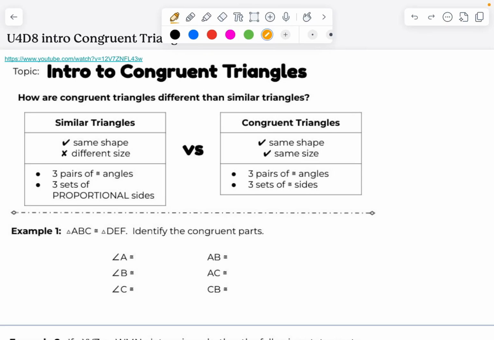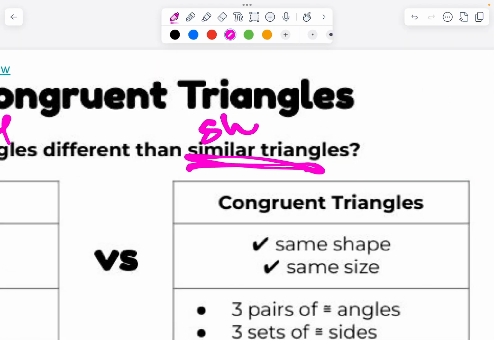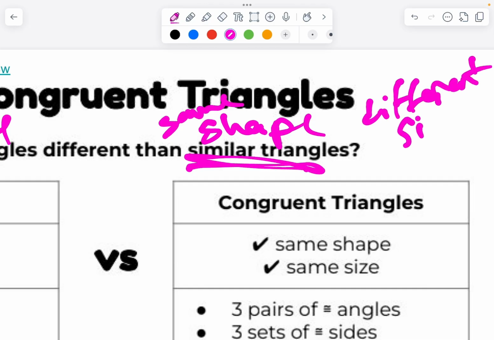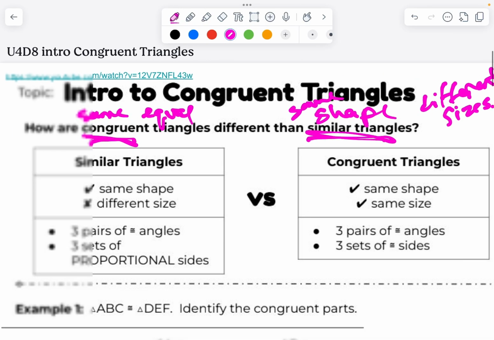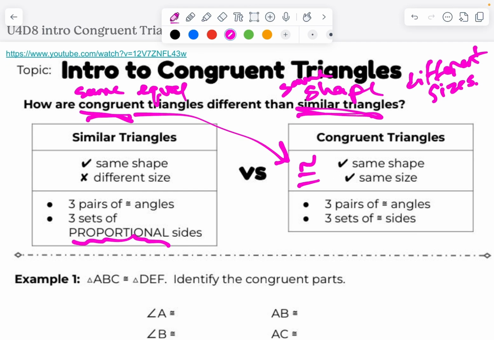Introduction to congruent triangles. How are congruent triangles different than similar triangles? Congruent means the same or equal. Similar is the same shape, but different sizes. And we can see that in the table below. So congruent is over here. Congruent means that they look like they are equal. Similar, we see that different size, and that is why our sides are proportional.